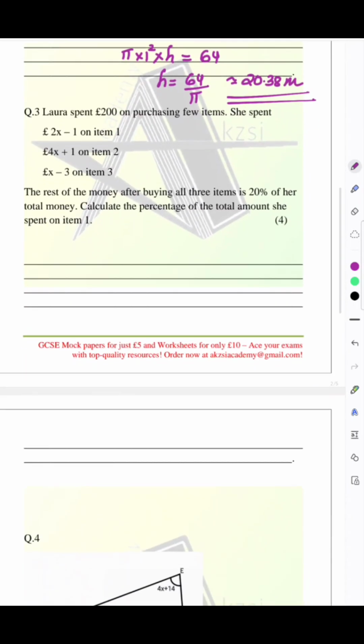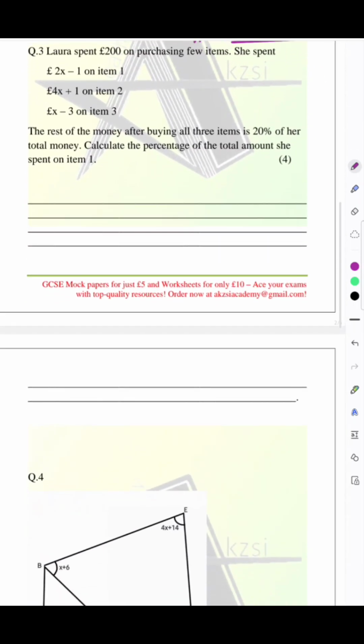In question number 3, it says Laura spent £200 on purchasing a few items. She spent 2x minus 1 pounds on the first item, 4x plus 1 on the second item, x minus 3 on the third item. The rest of the money after buying all the 3 items is 20% of her total money. Calculate the percentage of the total amount she spent on item 1.